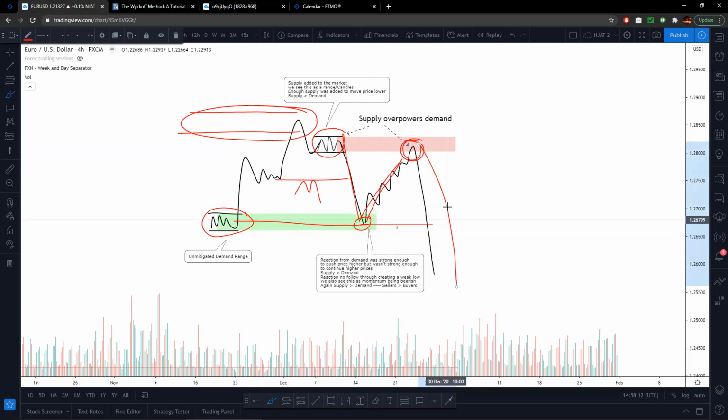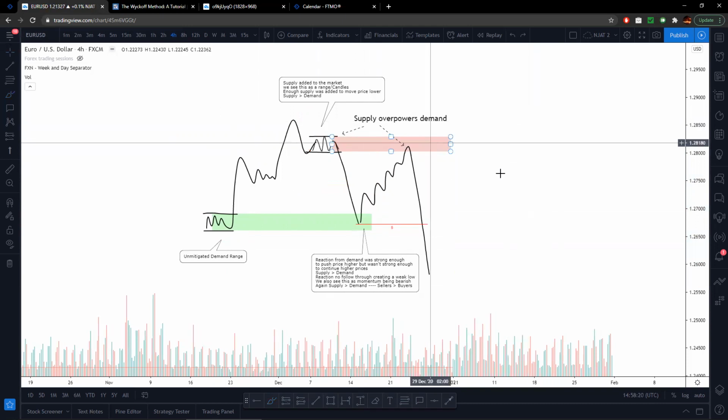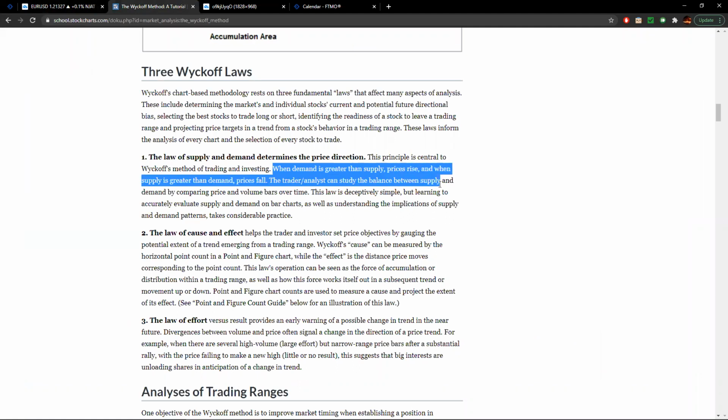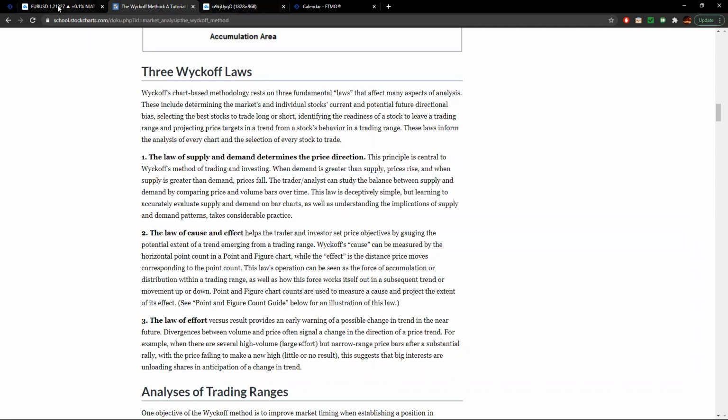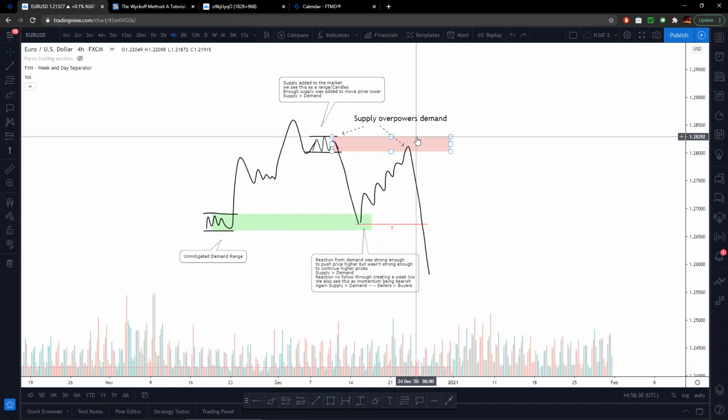And obviously we see that as a weak low. Sorry if I'm repeating myself. I'm just trying to explain it in different ways so that people can understand in different ways. But that's essentially what's happening. So this whole law of supply and demand: when demand is greater than supply, price rises, and when supply is greater than demand, price falls. It's very, very simple, but our understanding is just reaction, no follow through, creating a weak low, or reaction and follow through, creating a strong high.